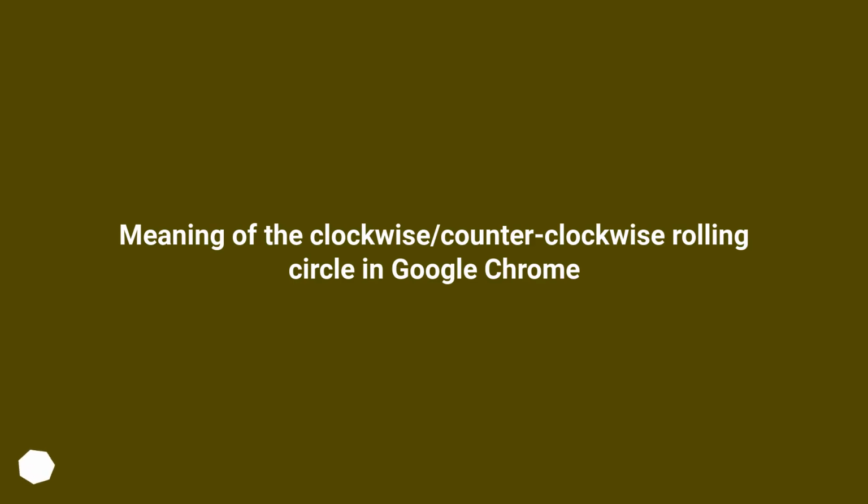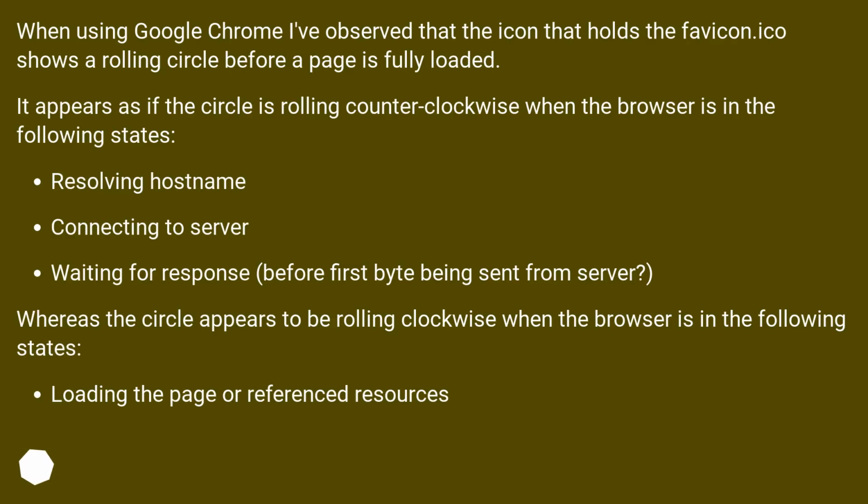Meaning of the clockwise/counterclockwise rolling circle in Google Chrome. When using Google Chrome, I've observed that the icon that holds the favicon.ico shows a rolling circle before a page is fully loaded. It appears as if the circle is rolling counterclockwise when the browser is in the following states: resolving hostname, connecting to server, waiting for response before first byte being sent from server.